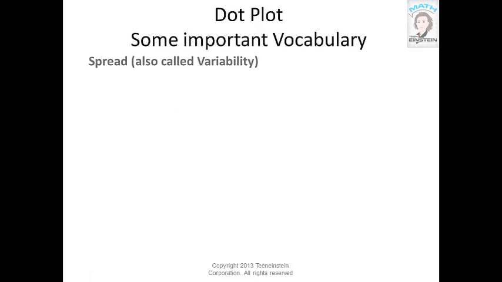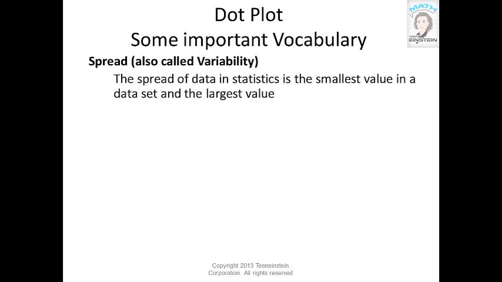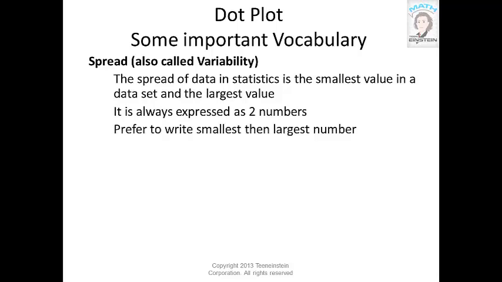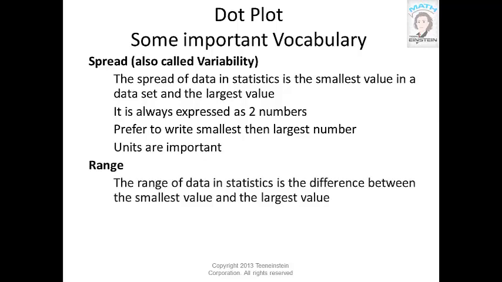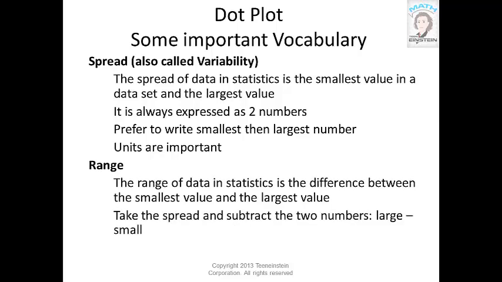Okay, some important vocabulary we must know about this. Spread. We also call it variability. The spread of data is the smallest value and the largest value. Always it's expressed in two numbers, smallest value and largest value. Prefer to write the smaller number first. Units are very important here. Range. The difference between the smallest value and the largest value is called the range. Take the spread and subtract the two numbers, large minus small. You get the range. Here also units are important.